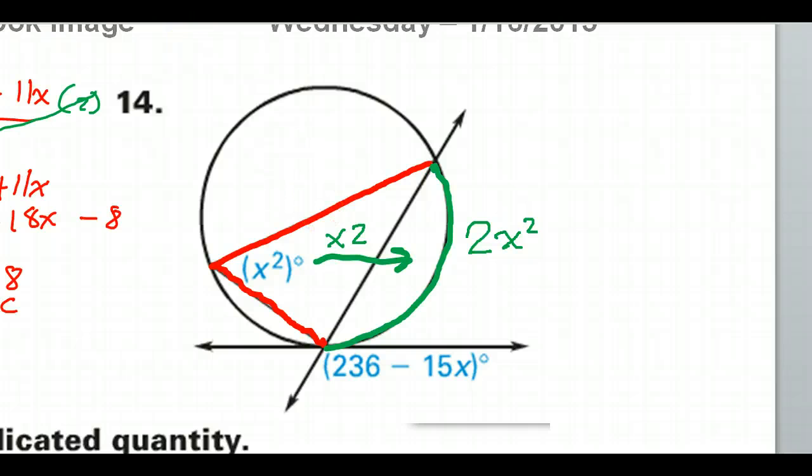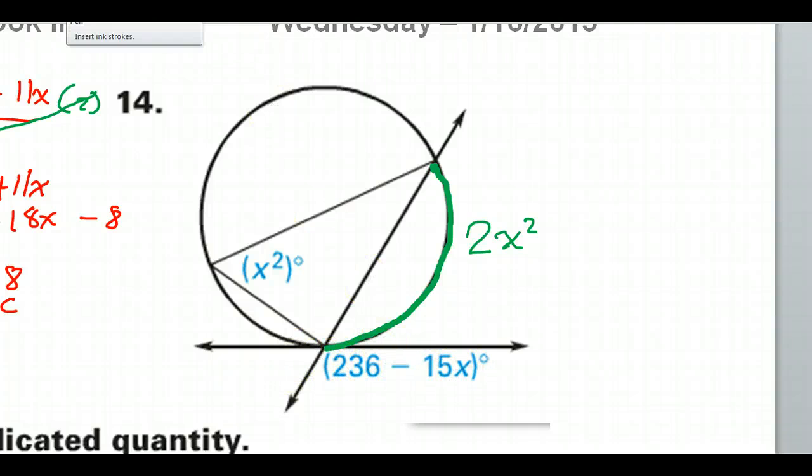Wait, this looks like x squared. I doubled it, I'm just going to say it verbally. So far, so good. The arc is double the angle. So this is x squared, this is 2x squared. Fine. Now, here is the leap in logic that you need to make. I want you to forget about the red angle for a second. We just don't need to worry about that anymore, because I need to work my way down here to this expression.